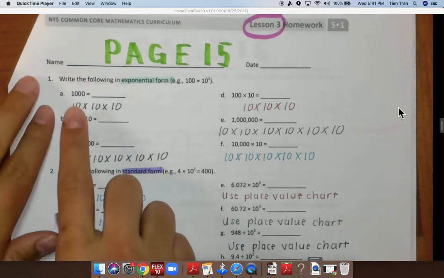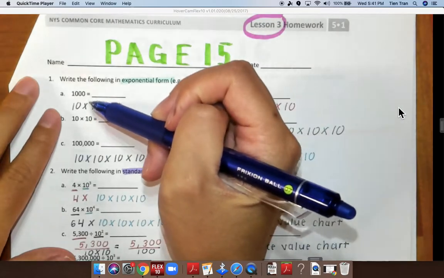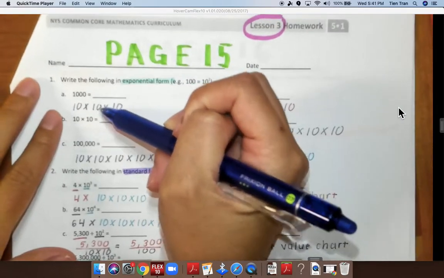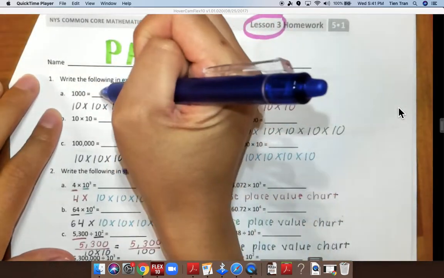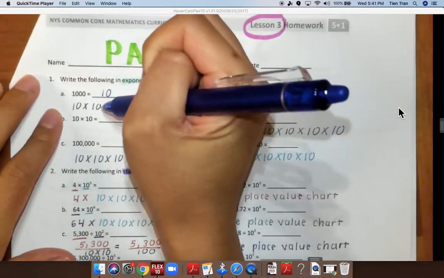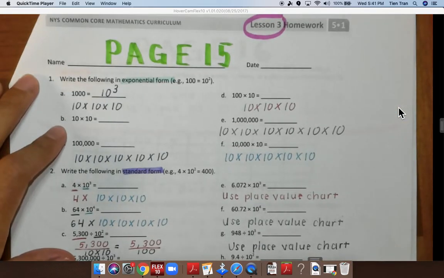Okay, so right here we have 1,000. I want to make sure that I am multiplying 10 times 10 times 10 in order to get 1,000, right? So how many 10s do you see? 1, 2, 3. So it's 10 to the power of 3.